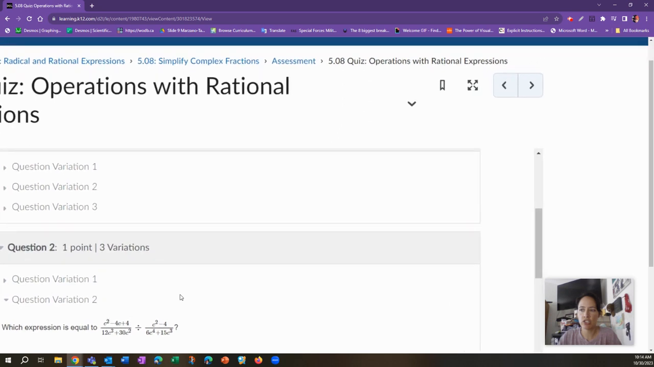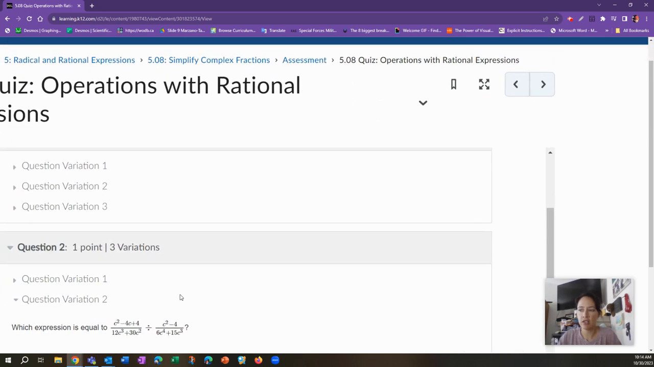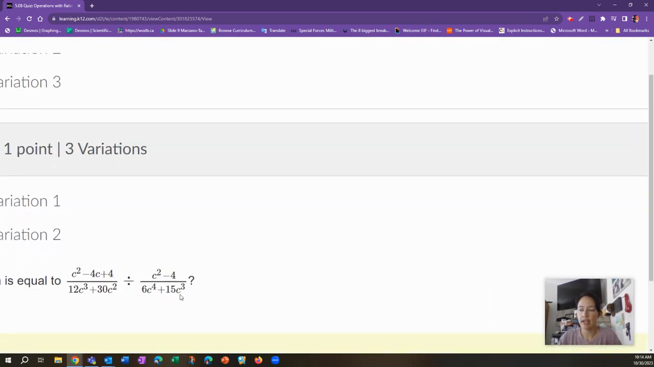Okay, here's question 2. Which expression is equal to this? All right, it's division. Rational expression division. So division is the same thing as multiplication by the reciprocal, or keep, change, flip. So we're going to keep this one the same. However, I want to try factoring it. So let's factor the numerator and the denominator. If it's factorable, it might not be.